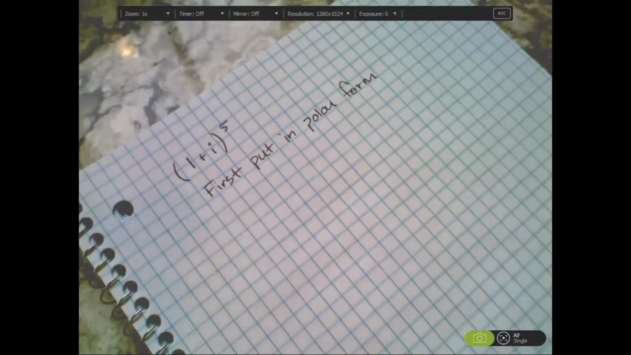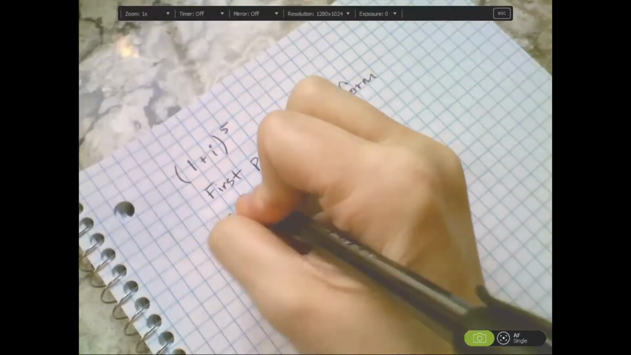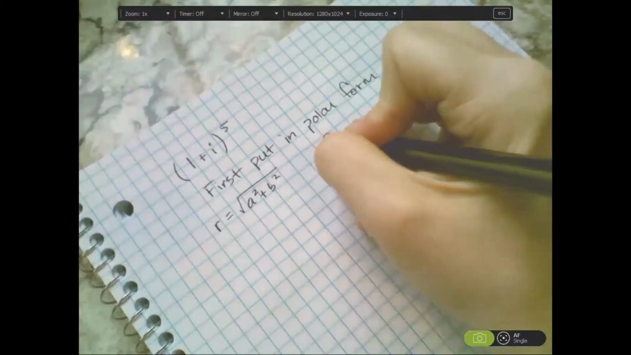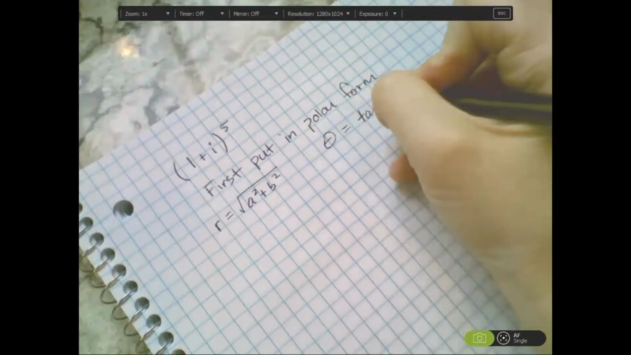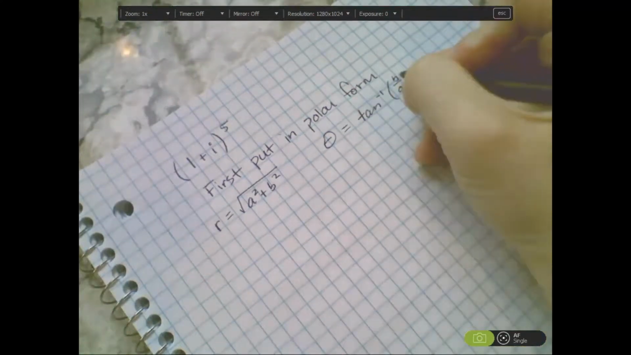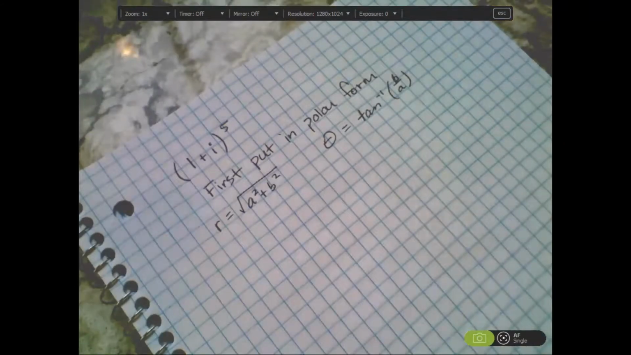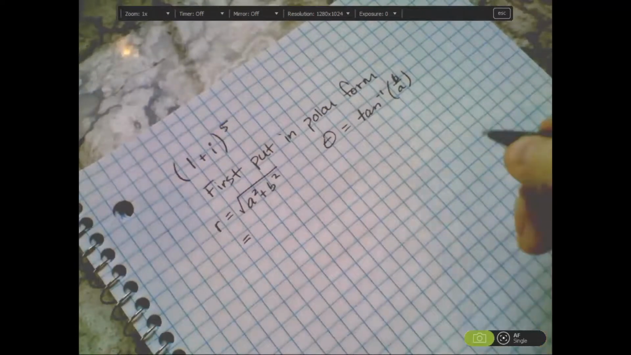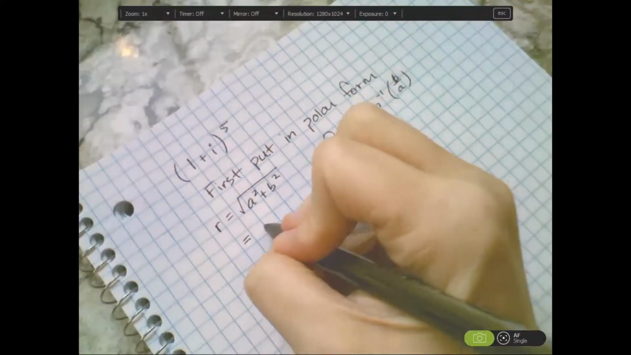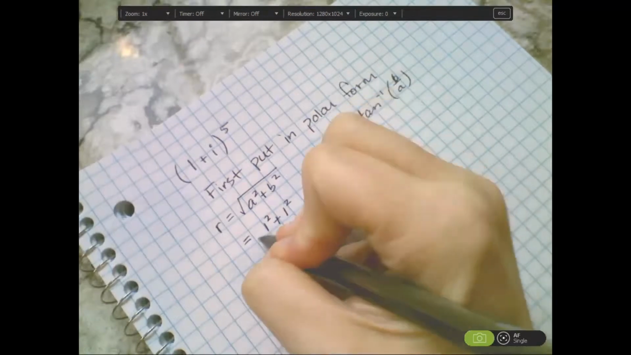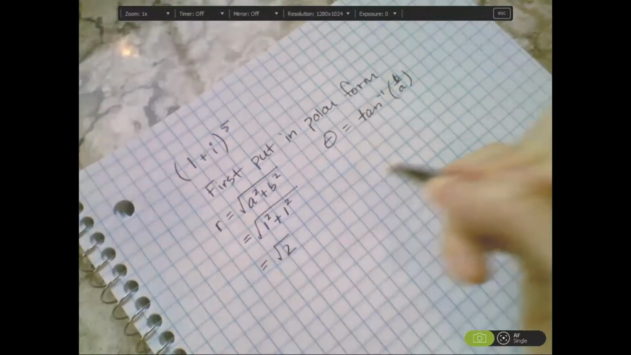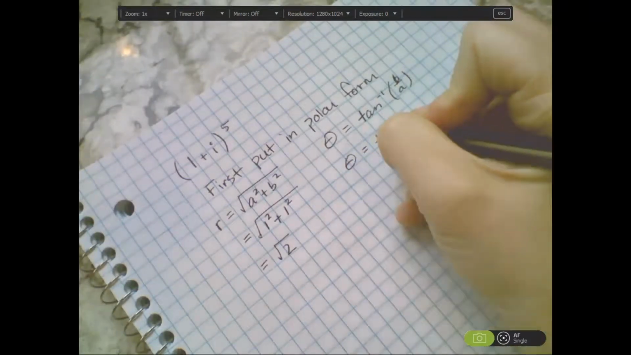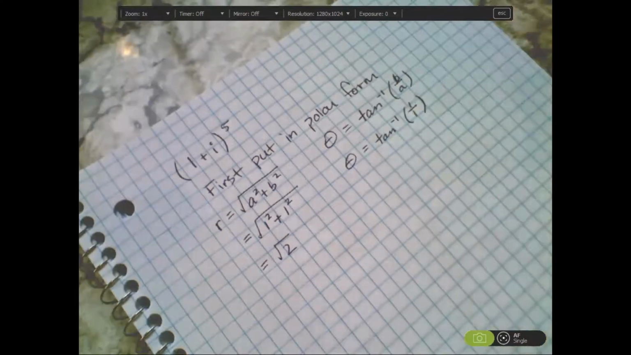So we have to remember from the last video that r is found with this formula and our angle is found with that formula. So if I real quick try to get my r and my theta, this is going to be 1 squared plus another 1 squared. So this is going to be the square root of 2. And then over here, inverse tangent of 1 over 1.